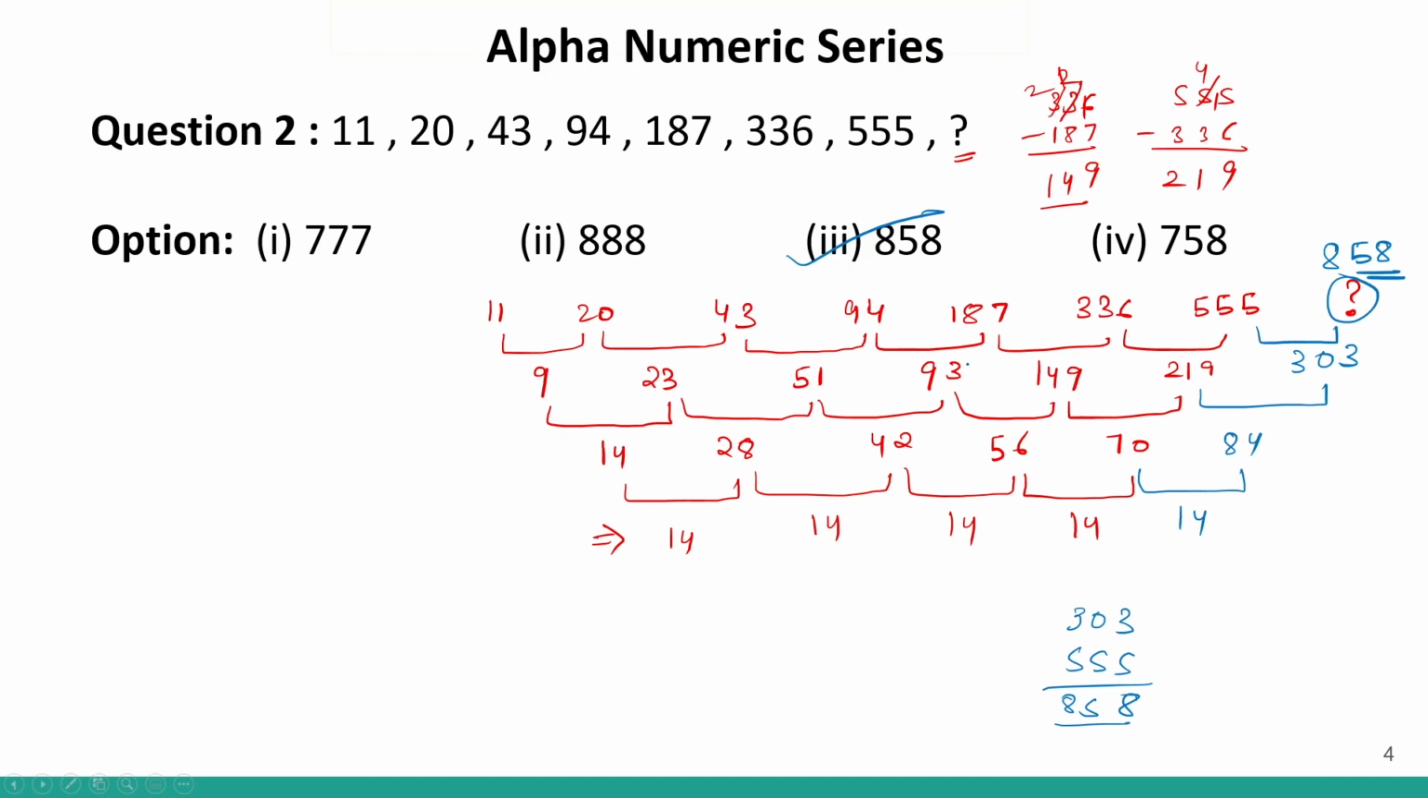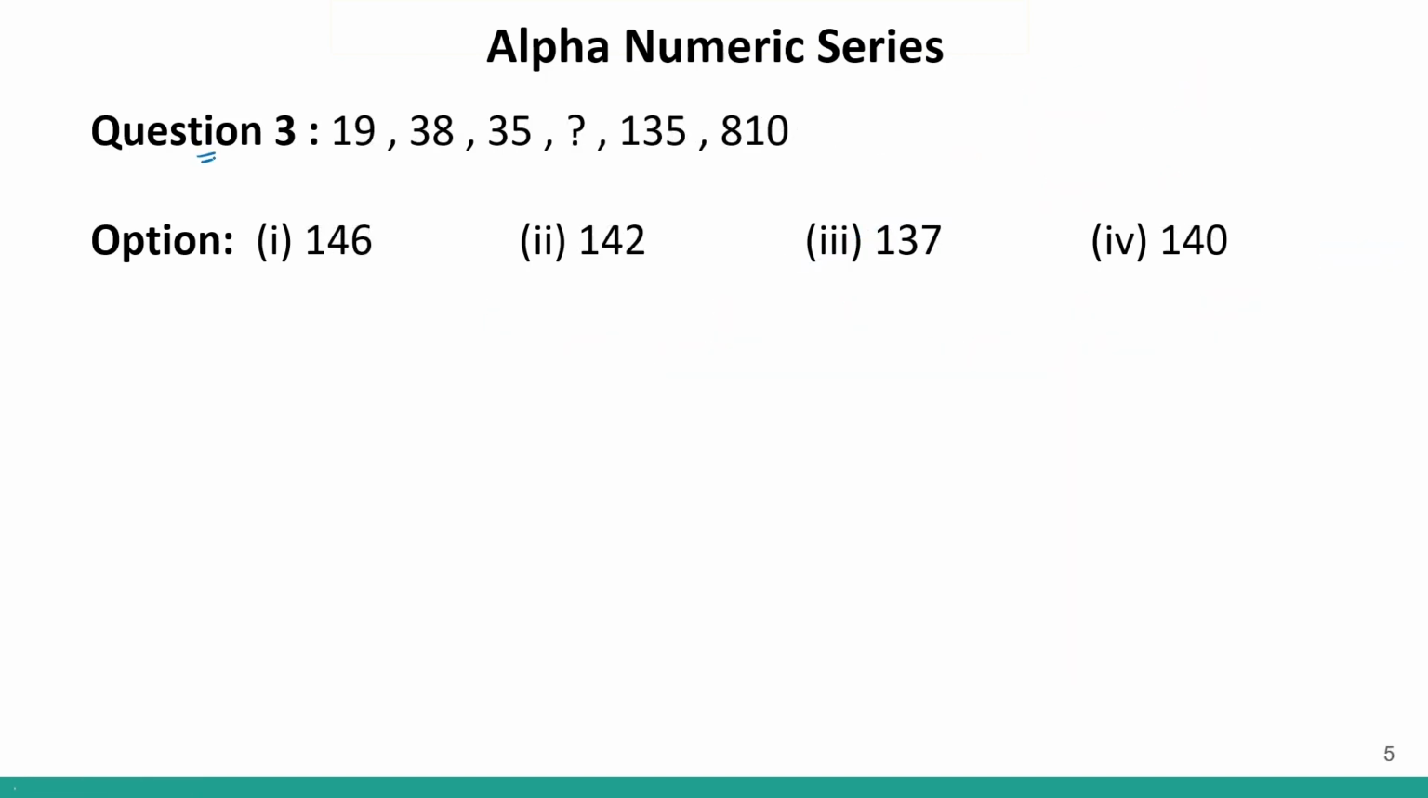Clear? This is the answer. Moving on to question number 3. We have 19, 38, 35, then a missing term, then 135 and then 810. Correct? 19, 38, 35, 135 and then 810. So we have to find the missing term.